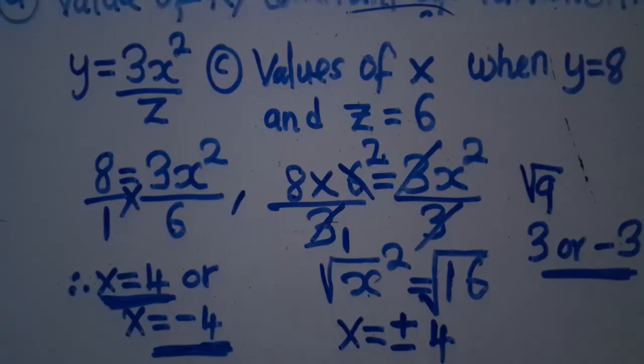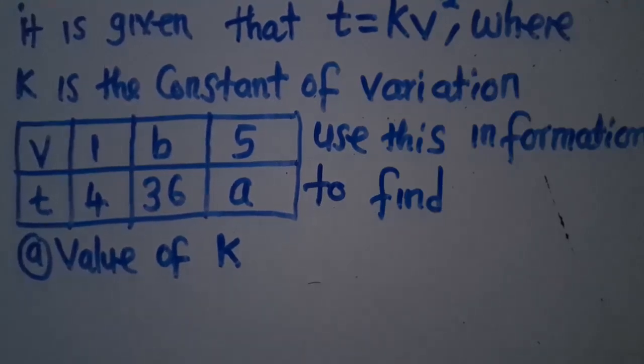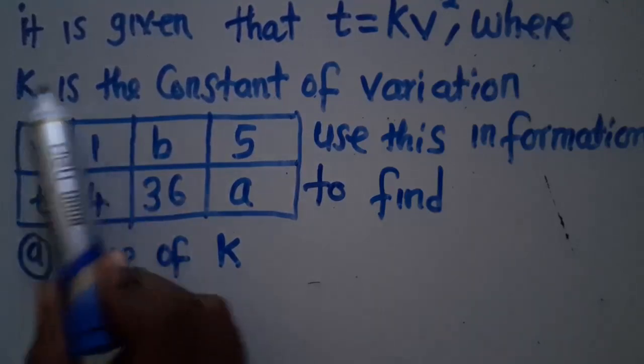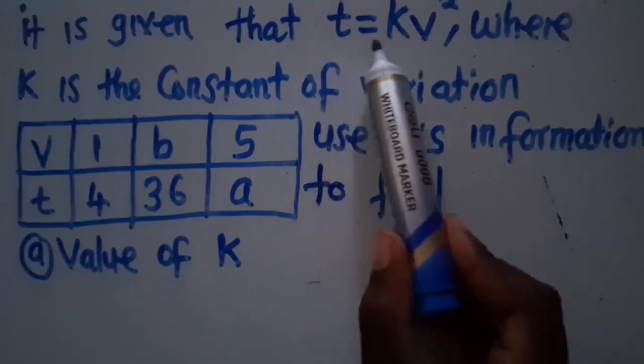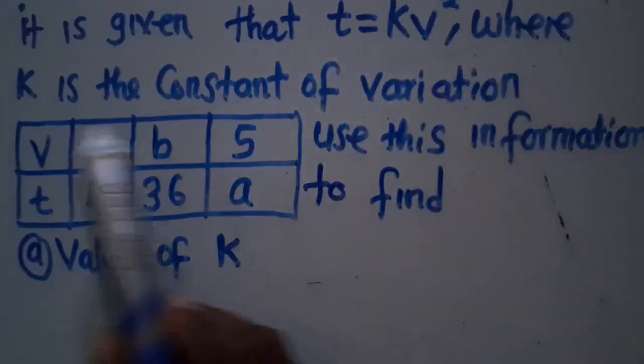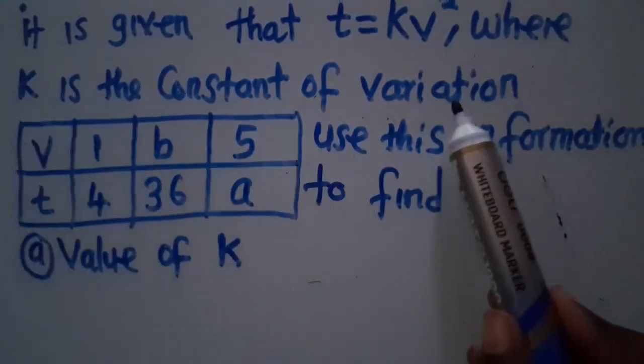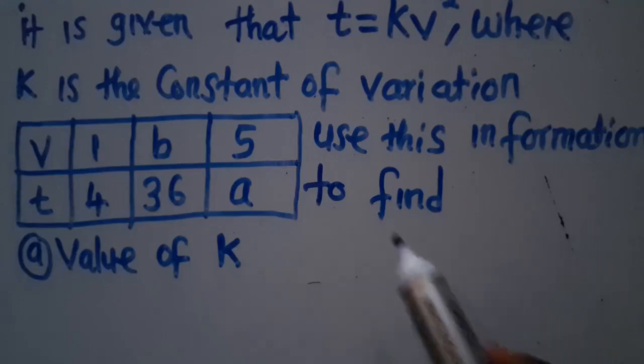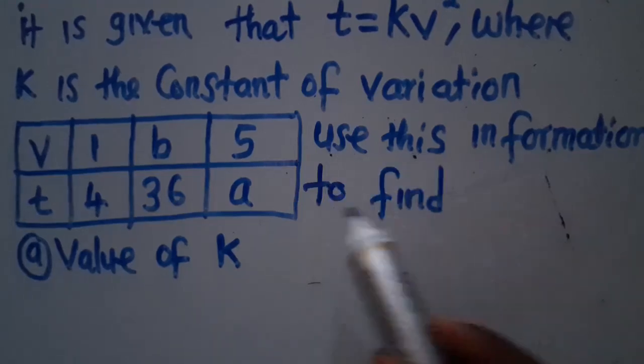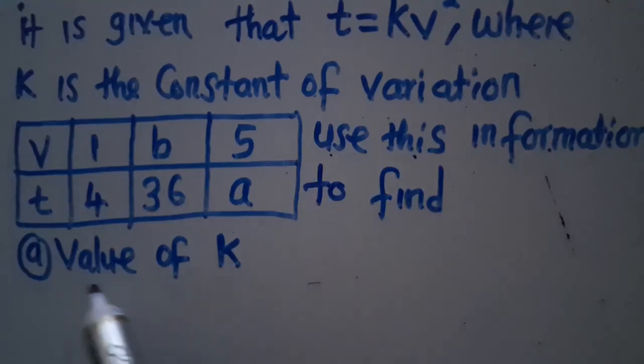So let us now look at the next question, which came in the 2017 paper 1 under ECZ. The question says, it is given that t is equal to kv squared, where k is the constant of variation. So this is what you are told. Then the question says, use this information to find the value of k.